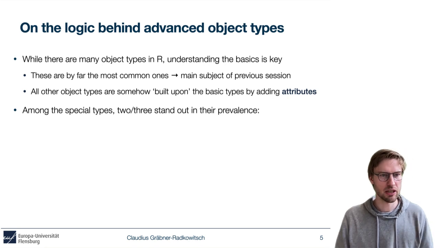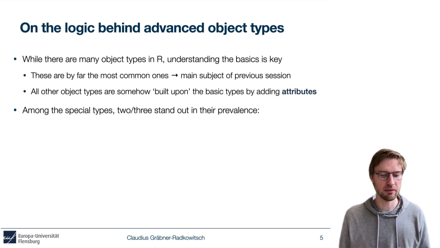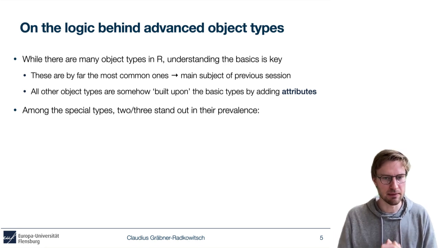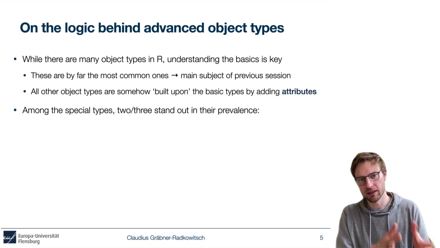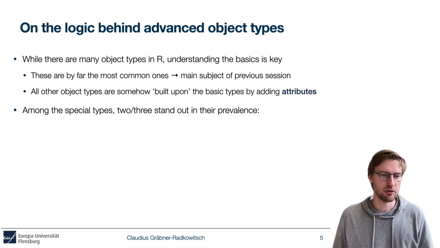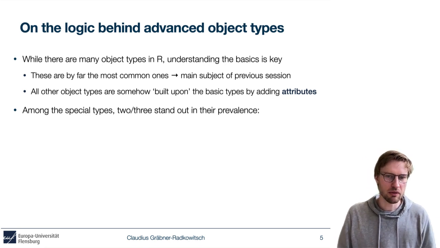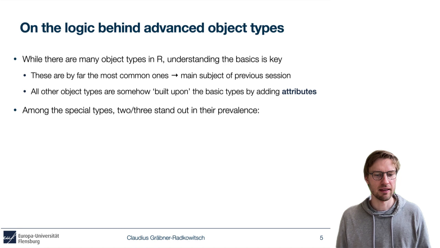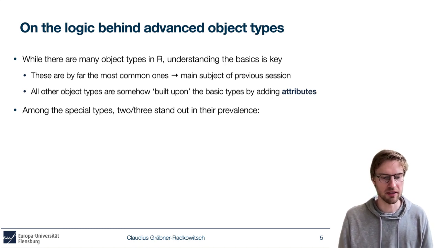Well, we are not talking about all the non-basic object types, because as you can imagine, there are many of them. This is because there are so many smart people who all took basic object types, added some clever attributes, and turned them into more advanced ones. But there are 2 or 3, depending on how you count them, that stand out in their prevalence and that I think are worth these elaborations of this session.